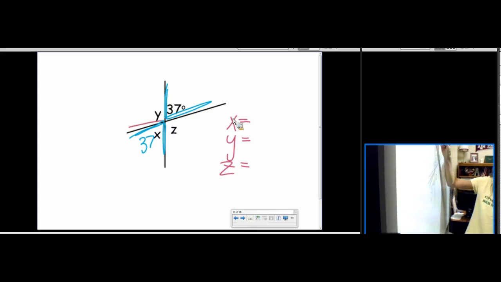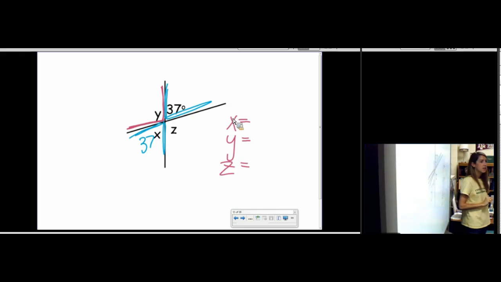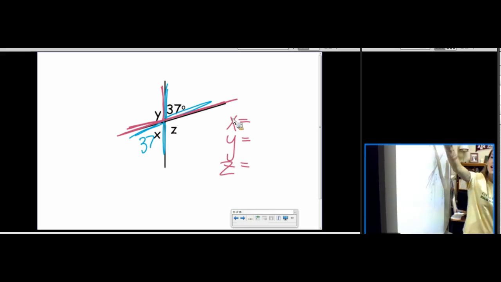Okay, now let's look at the blue and the red. What's that one called? They're not vertical angles. Linear pair. Adjacent. Yes, that's true too. How many degrees are in a straight line? 180. So if you have 180 degrees and you've used up 37, that's a subtraction problem. 180 minus 37.